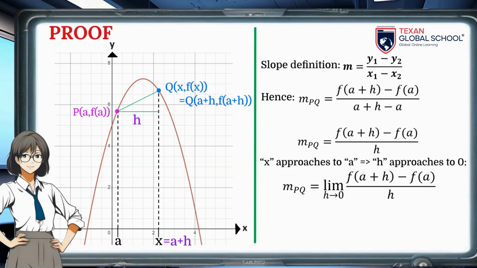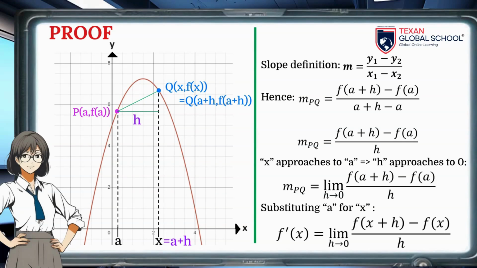So the slope is the limit as h tends to 0 of f of a plus h minus f of a over h. Substituting a with x results in the definition of the derivative as the limit as h tends to 0 of f of x plus h minus f of x over h. This is the definition of the derivative of a function, which can be interpreted as the slope of a function.